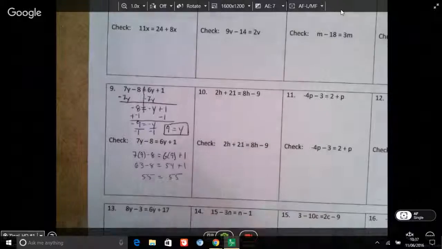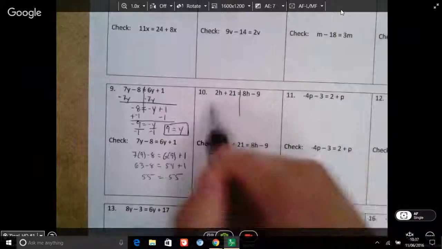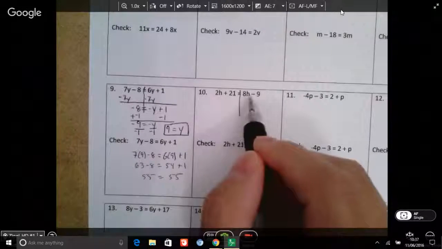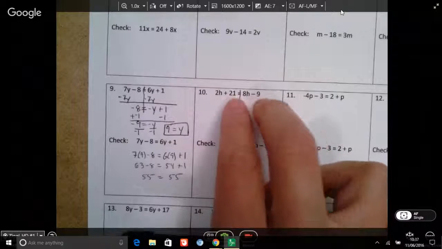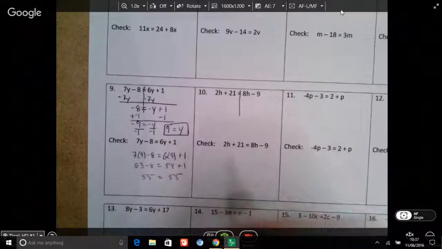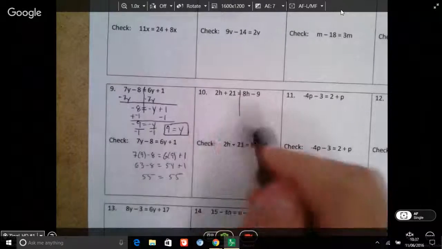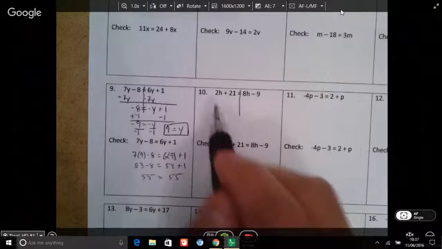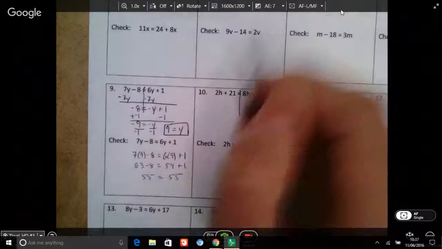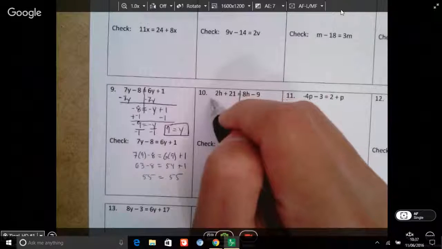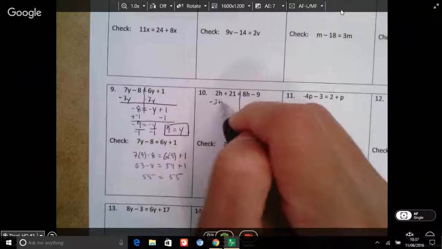Okay, let's take a look at number 10. Here's my equal sign. I have h's on both sides of the equal sign, and both h's have a constant that goes with them. So it doesn't matter which one I move. I could do minus 8h on both sides, or I could do minus 2h on both sides. I'll just be consistent and always do the one on the left in this situation. This is a positive 2h, so I'm going to subtract 2h.